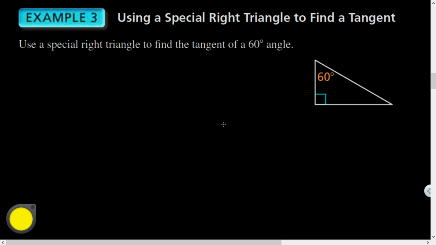All right, quickly. Work with me, friends. All right, use a special right triangle to find the tangent of a 60-degree angle. Gentlemen, quiet, please.